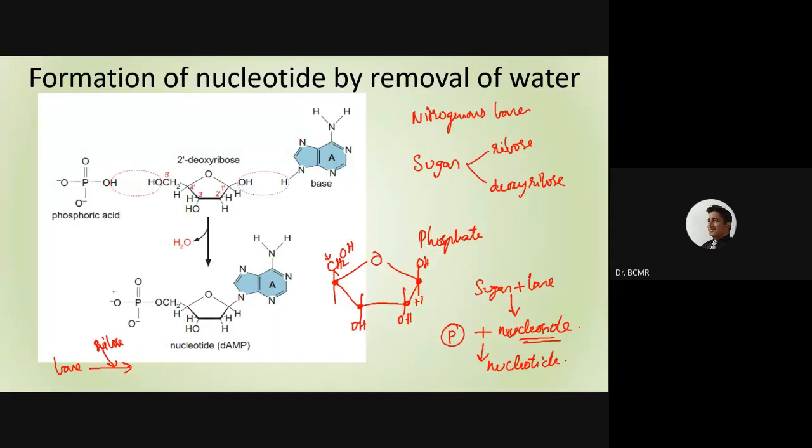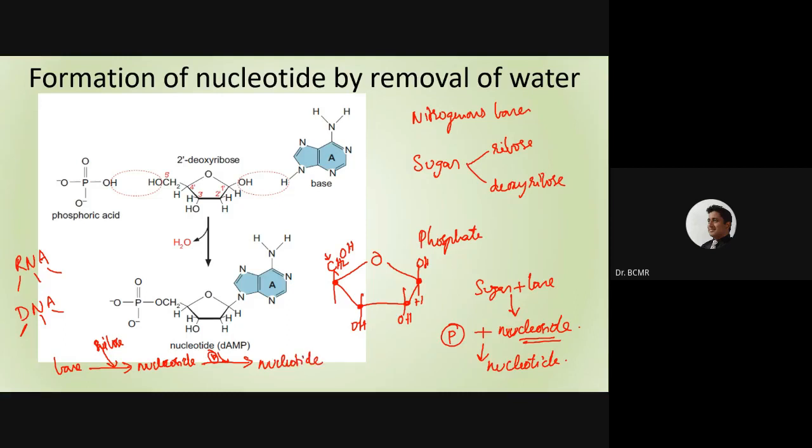Ribose is present in RNA. What is the full form of RNA? Ribonucleic acid. And DNA is deoxyribonucleic acid. So base plus ribose, you will get a nucleoside. Nucleoside, if there is a phosphate added to it, then you will get a nucleotide.